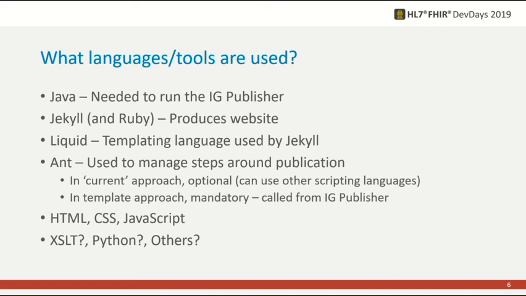Jekyll, which runs on Ruby, is the static web content generation tool that we use. It actually produces the HTML from all of our different source files and all of the different fragments that the IG Publisher produces. Within Jekyll, it uses a language called Liquid that lets you point to variables, lets you have if-then statements that control the appearance of content in your implementation guide.